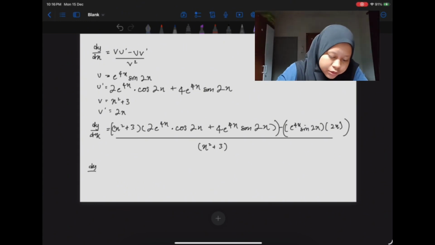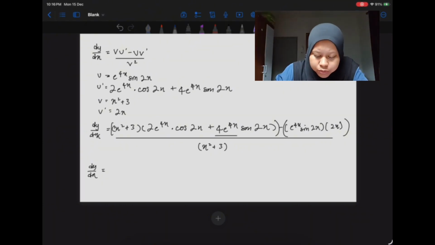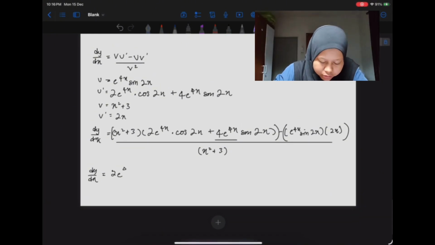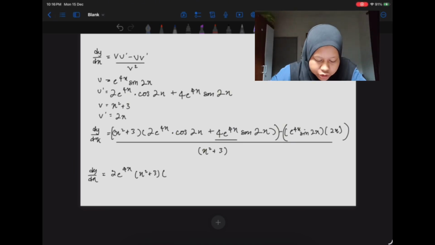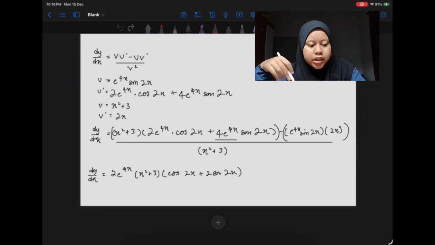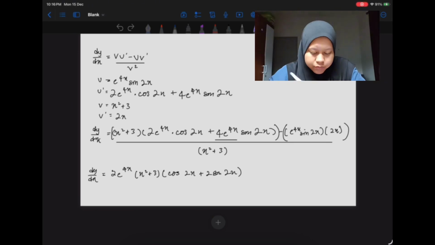So dy over dx equal to, I'm going to put this 4e to the power of 4x to the front, and the bracket, and x squared plus 3 bracket again, cos 2x, and plus 2 sine 2x. And why is there a 2 here? Because I already put it here, so it's going to multiply, so there's nothing. And then proceed, minus 2x e to the power of 4x sine 2x.